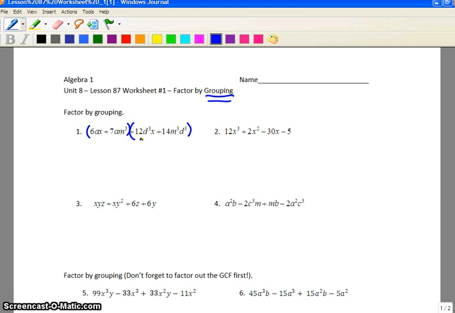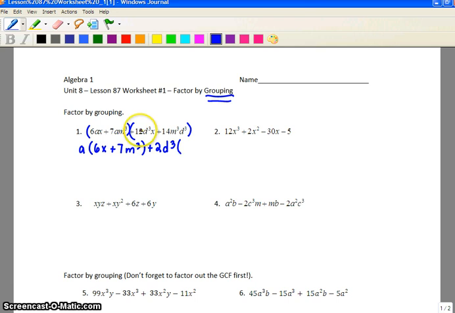Okay? Now, once I have grouped them, the next thing I need to do is take out that greatest common factor. I have an a in common in both of these, so I'm going to take the a out. That's going to leave me with 6x plus 7m to the third. I'm going to do the same thing in the second group. I can take out a couple things here. I can take out a positive 2, and I can also take out a d to the third. I'll take out both of those. That's a positive 2, that's where the plus comes from, and then I can take out a d to the third.